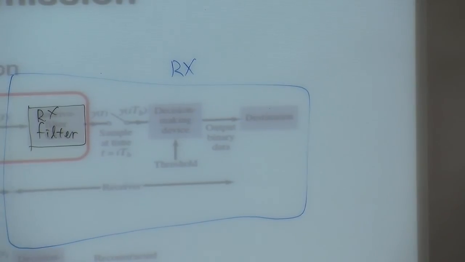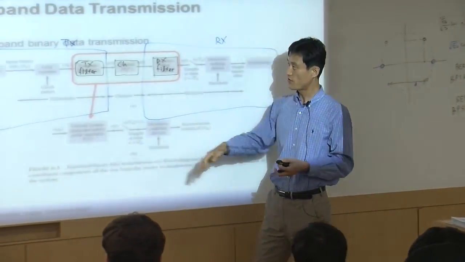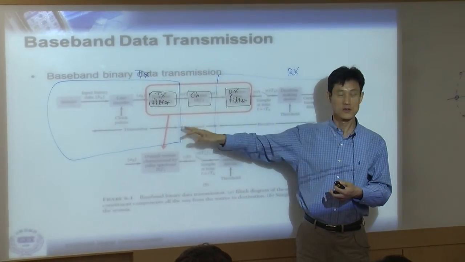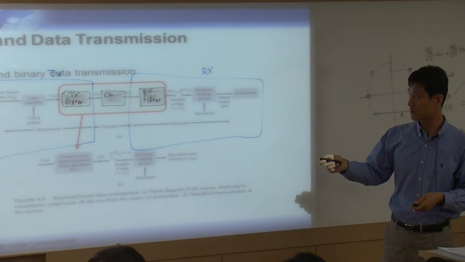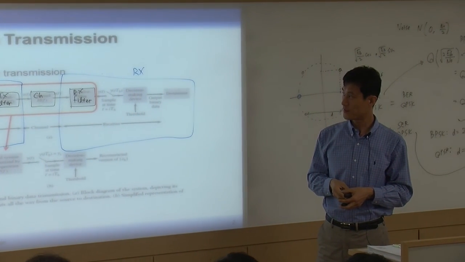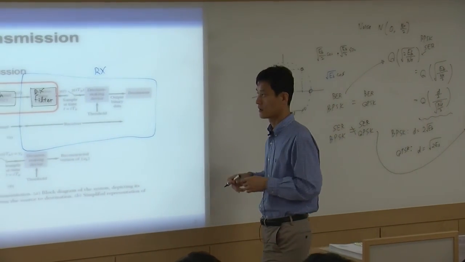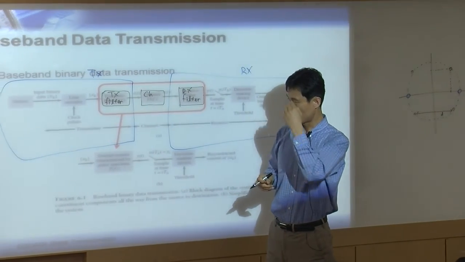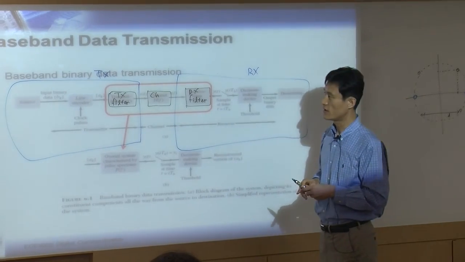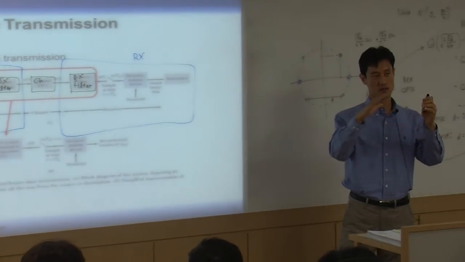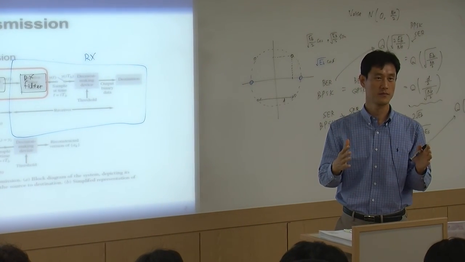Right? So here's a couple of questions. When you look at this block diagram, so far we never talked about these filters. So what is the purpose of this transmit filter? Why do you need this transmit filter? The first reason you need the transmit filter is to shape your spectrum.